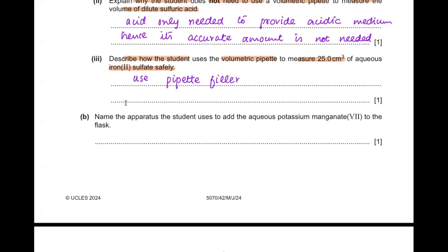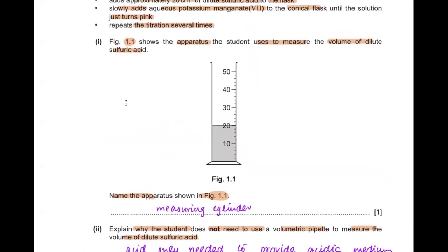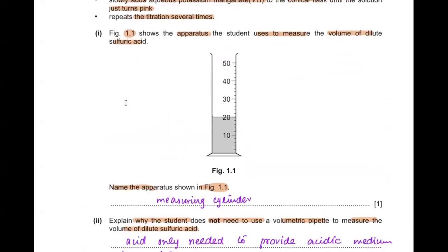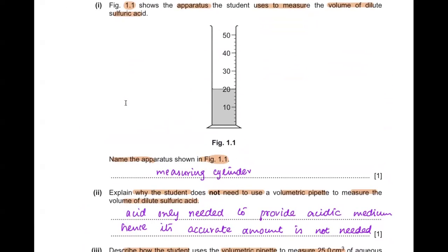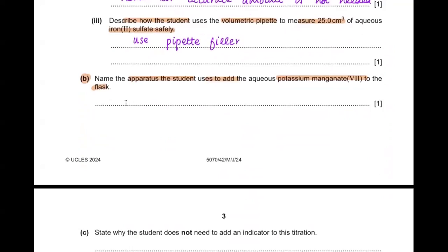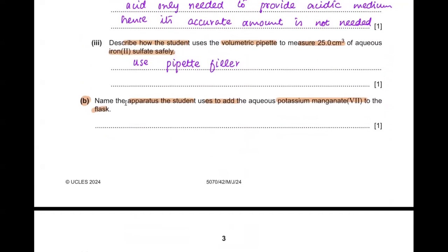Okay. Now, part B. Name the apparatus the student uses to add aqueous potassium manganate to the flask. So as I have told you, potassium manganate has been filled in the burette. We are adding slowly, so we are adding dropwise in the titration. The solution which we add at the last is always filled in the burette. Burette.